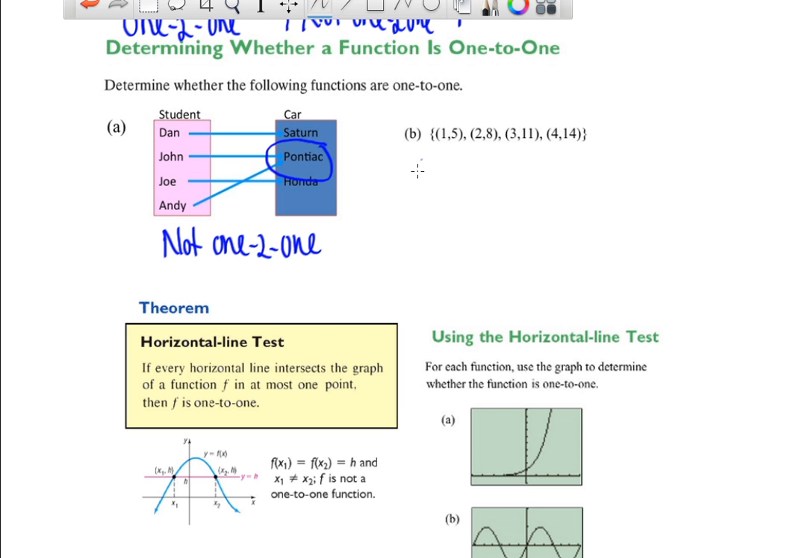Okay, how about here? Now let's check your x values first. So we have unique x's, 1, 2, 3, 4. So yes, no repeating x's. So it is a function. Let's check your y's. So 5, 8, 11, and 14. No repeating y's as well. So then this one would be one-to-one.